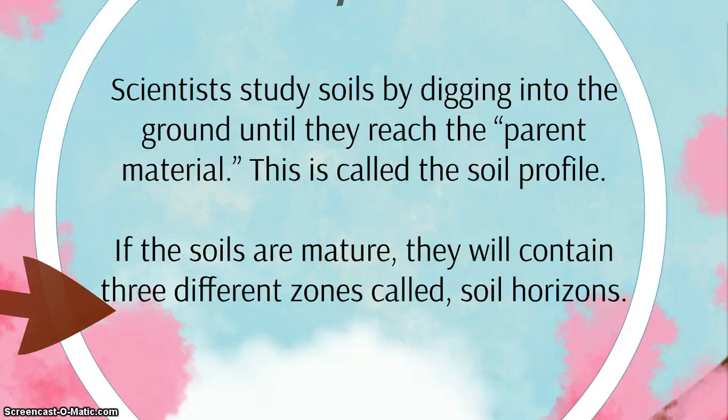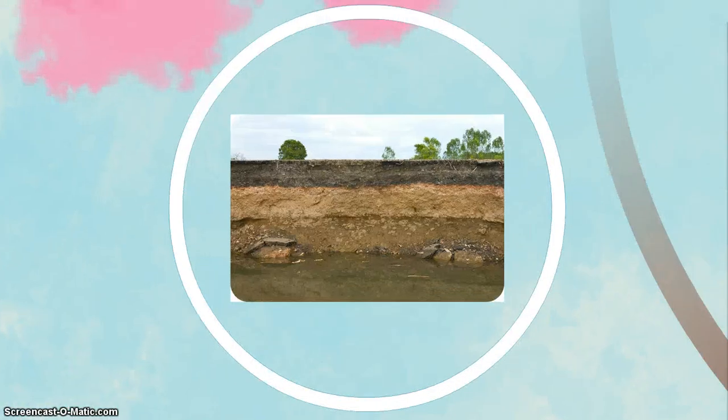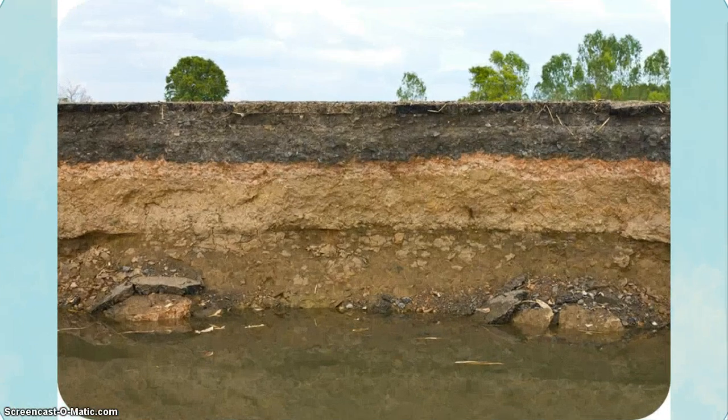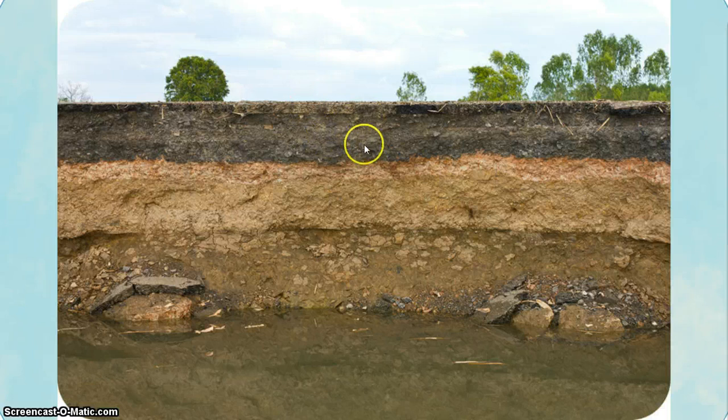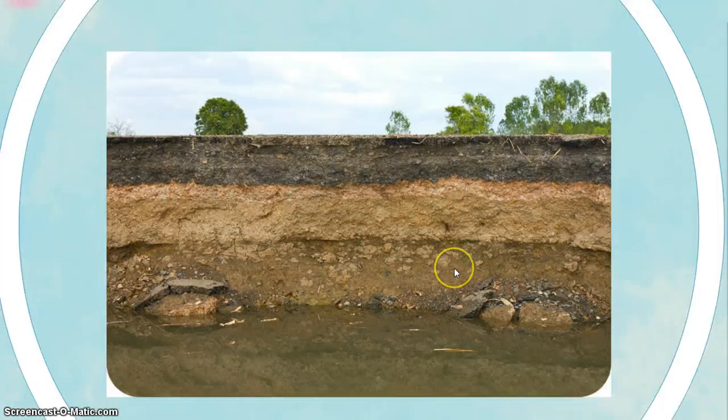Looking at the different parts of the soil, scientists study soil by digging into the ground until they reach the parent material, and they get the soil profile. Soil, if it's mature and has been in an area for quite a while, will start to layer or form different zones that we call horizons. When we look at a picture like this, it's very easy to see the three different layers. You have your top A horizon, the second layer, the B horizon, and the third layer, the C horizon.